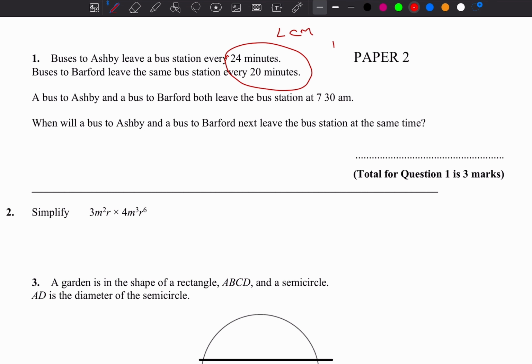Is 120 minutes, which is actually how many hours? 2 hours. Okay, you just work out the LCM of 20 and 24, which is 120 minutes, which is 2 hours. The next time it comes up, this is 7:30, add on 2 hours, that makes it 9:30. So 9:30 a.m.